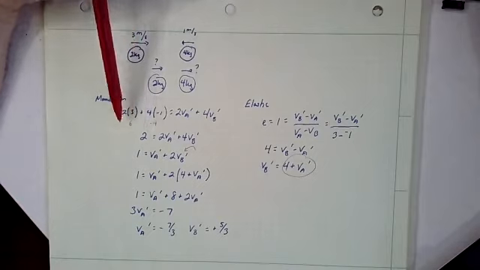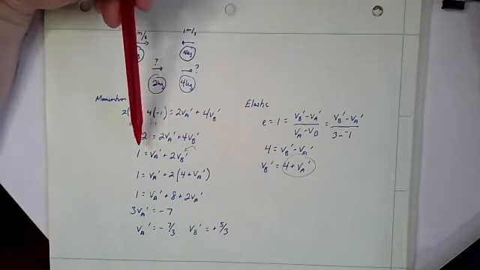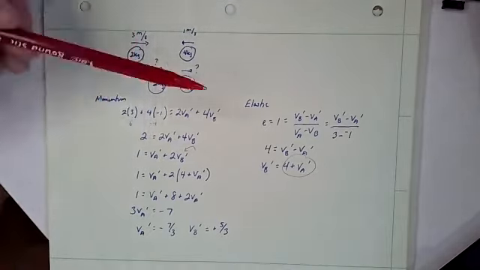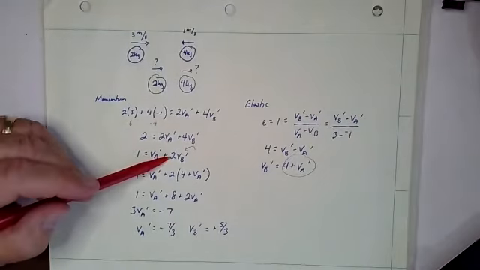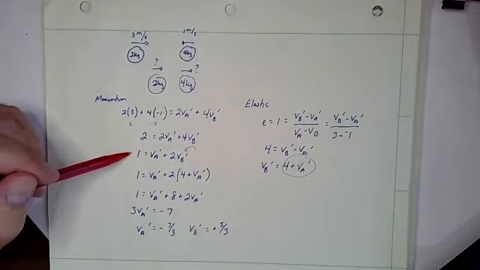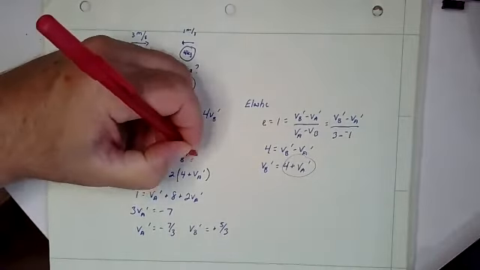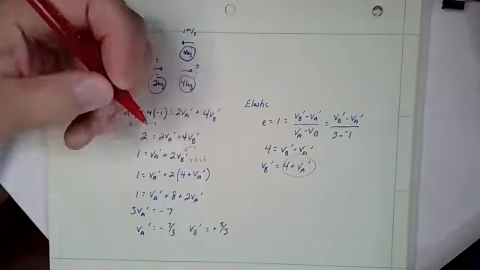So that's 2, and then divide both sides by 2 to make that extra factor go away. And we see that we have now 1 is equal to VA prime plus 2 VB prime. But we're stuck here because we have 2 unknowns.